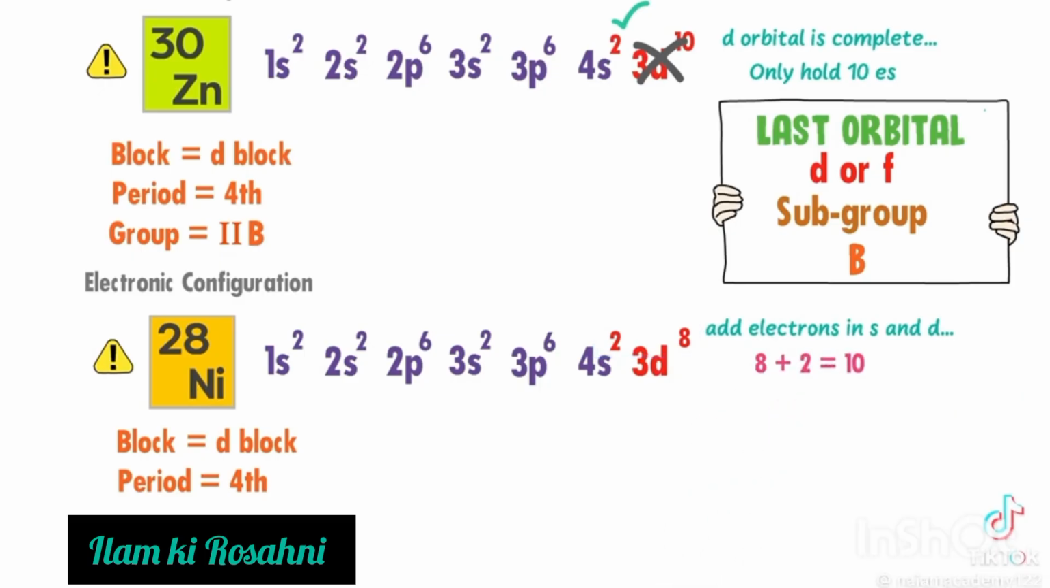We know that there is no 10th group in the periodic table according to Roman numerals. So whenever you get a number greater than 8 after adding electrons, remember that its group will always be 8. Thus the group number of nickel is 8. The last orbital of nickel is d, so its subgroup is B. Thus nickel is present in the 8th B group.